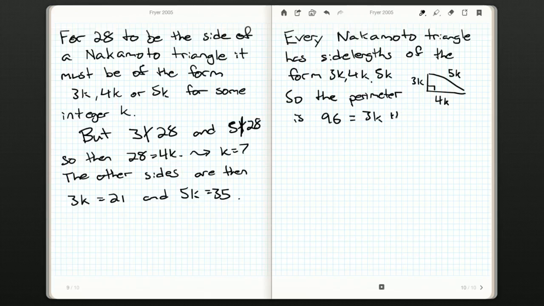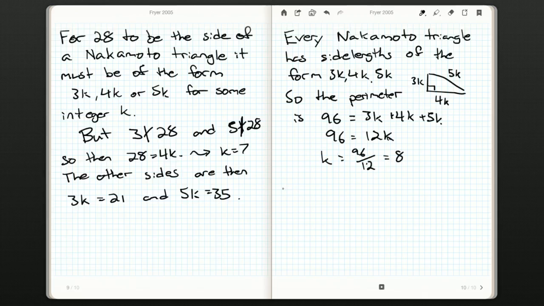Knowing that it's 96, well, that's just the sum of the side lengths. So that's 3k plus 4k plus 5k. We don't need to know what k is yet, we're going to figure that out. So adding all those up, 3 plus 4 plus 5, that's 12. So we have 12k. k is going to be 96 divided by 12, and you can either get your calculator out or you can just know that that's going to be 8. Either or.